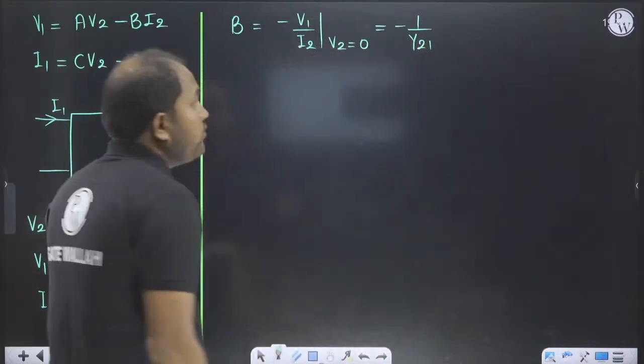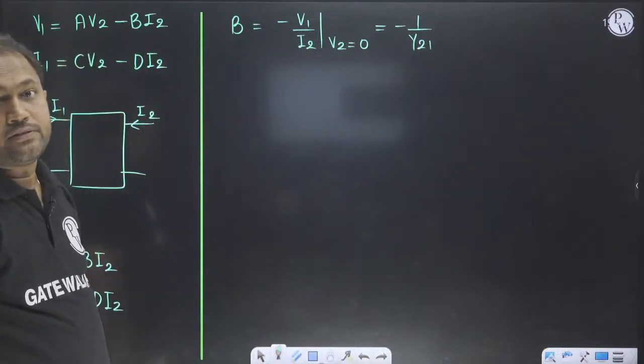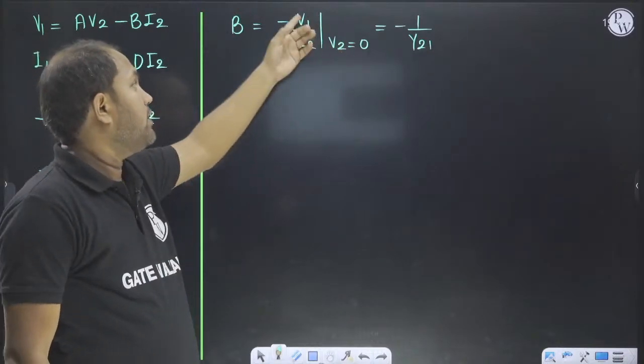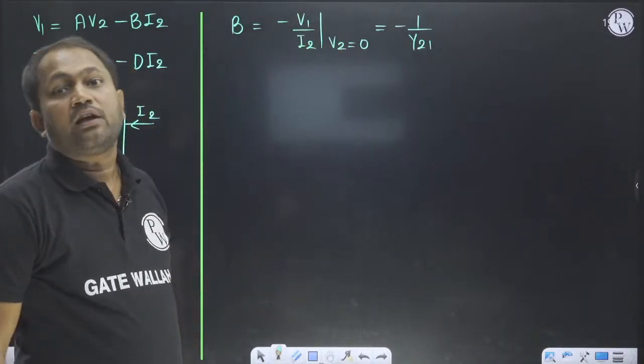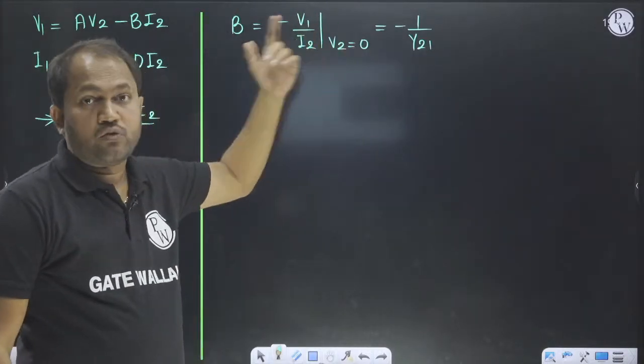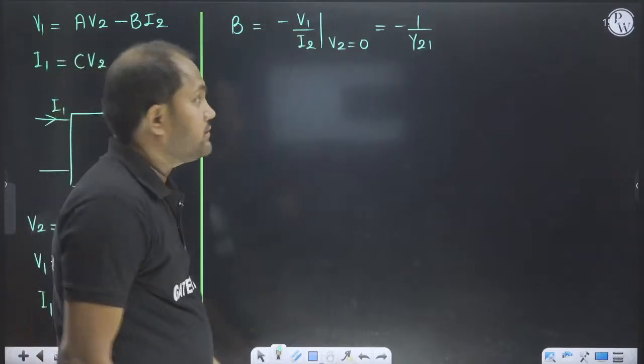Minus 1 by Y21. Yes, very easy. Why am I thinking with respect to the Y parameter? Because this is a short circuit condition, so I will think like the Y parameter.